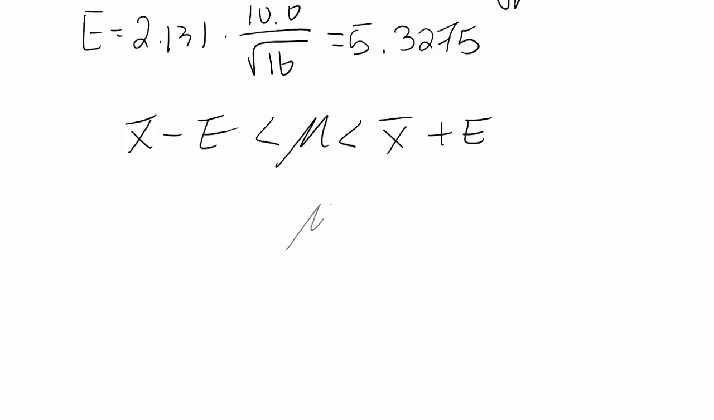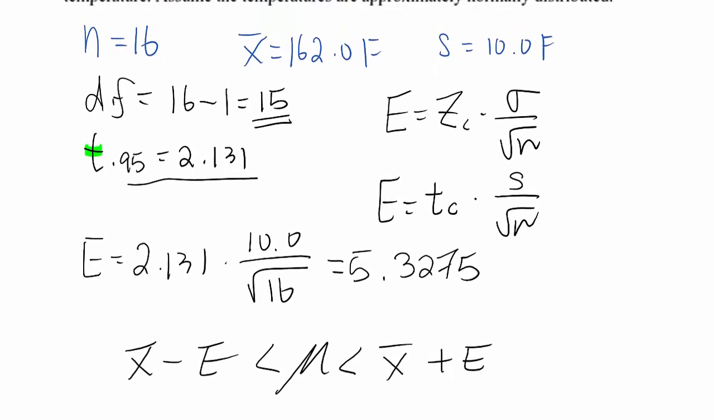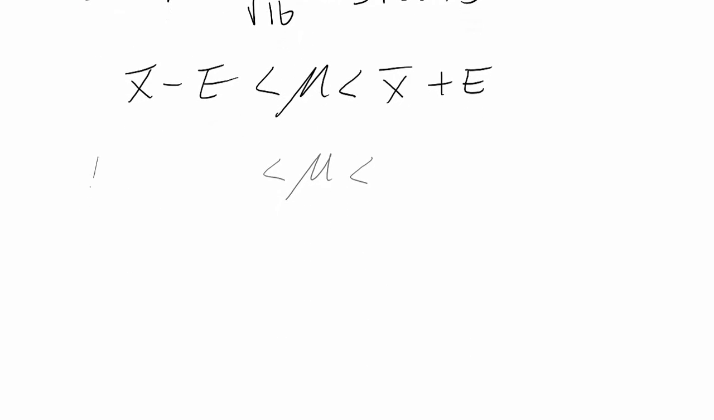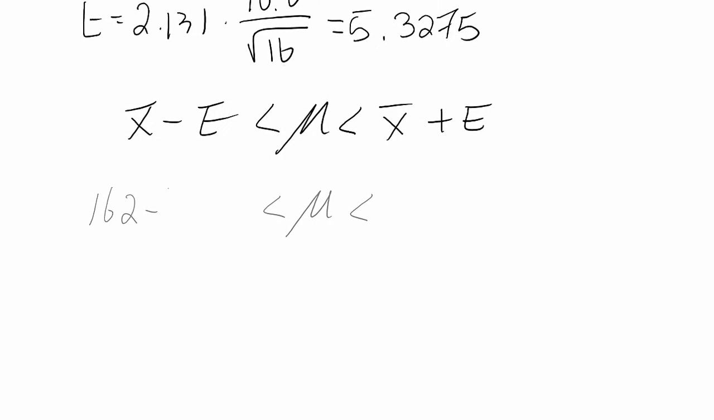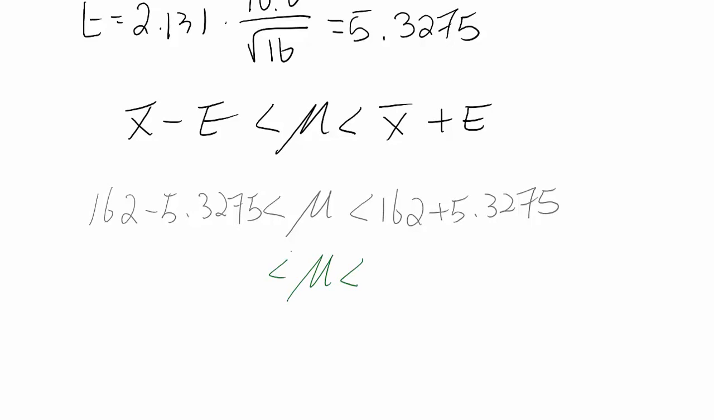So the population mean is between x bar minus e and x bar plus e. Therefore the population mean is between, the mean was 162, so 162 minus 5.3275 and 162 plus 5.3275. Therefore the answer: mu is between 162 minus 5.3275, which is 156.6725, and 162 plus 5.3275, which becomes 167.3275. That's the answer for this part.